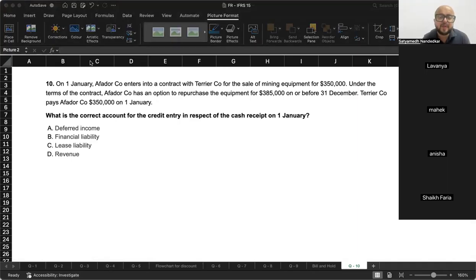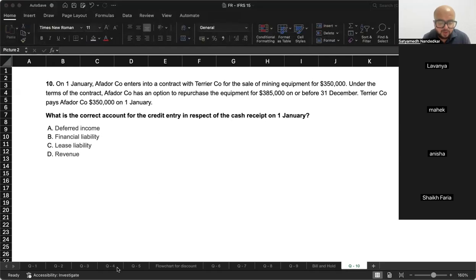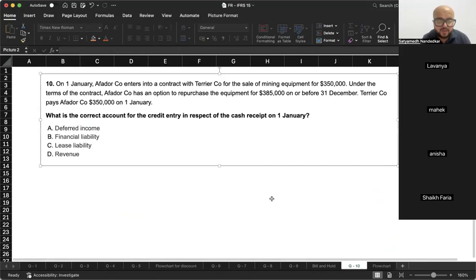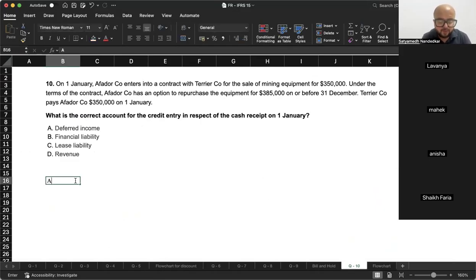Again, for this one, एक चार्ट हमने बनाया था, सेल एंड रीपरचेस, ऑप्शंस टू बाय, ऑप्शन टू रीपरचेस, कुछ याद आ रहा है? आई विल शो यू द फ्लो चार्ट, फिर शायद याद आएगा। सेल एंड रीपरचेस, ऑब्लिगेशन टू रीपरचेस, राइट टू रीपरचेस, ऑब्लिगेशन टू रीपरचेस एट बायर्स रिक्वेस्ट। क्या है देखो, Afador enters into a contract with Terrier for the sale of mining equipment. ओके, Afador, Terrier, Afador is the seller, he is the buyer.